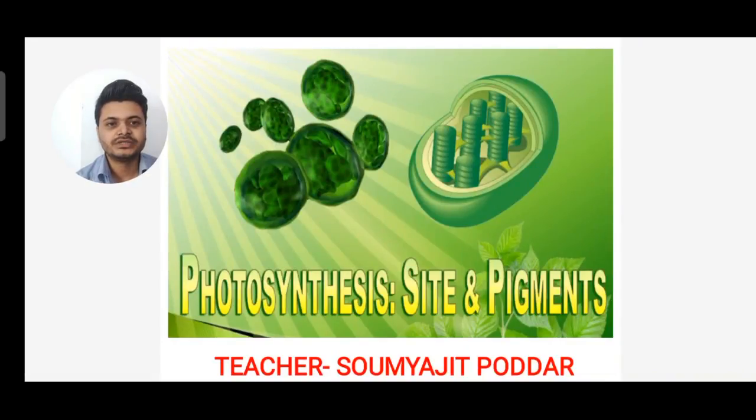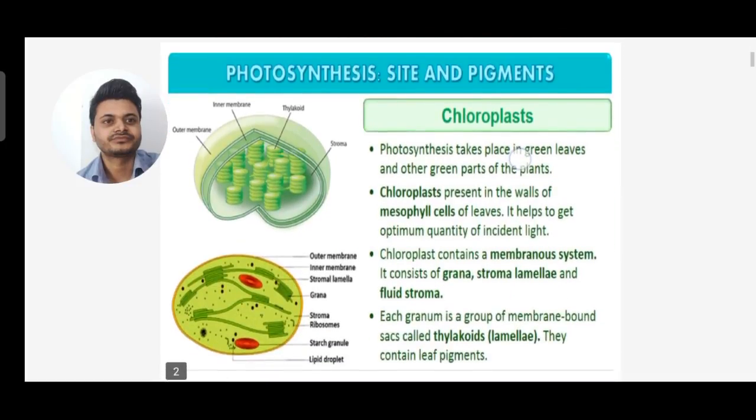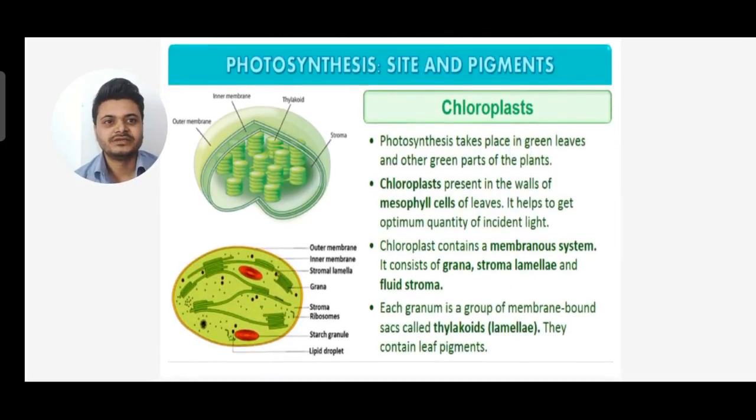So let's start with the topic photosynthesis, site and pigment: where it is located and what are the pigments present. You can see in the diagram the structure of the chloroplast is shown. The thylakoids are there, the grana are there. On the left-hand side the chloroplast diagram is given: the outer membrane, the inner membrane, the thylakoid, the stroma, everything is given.